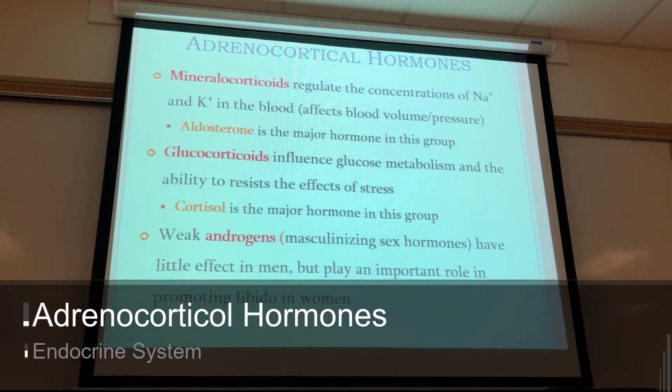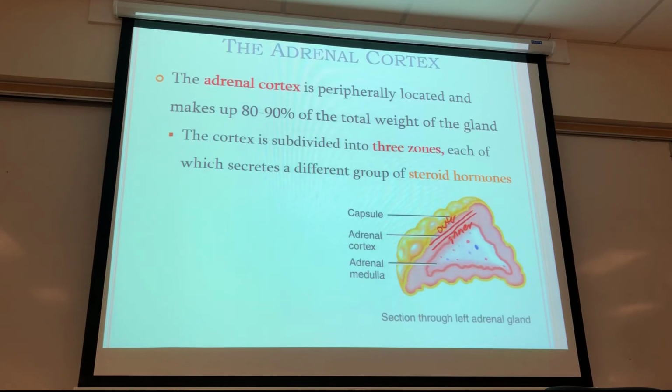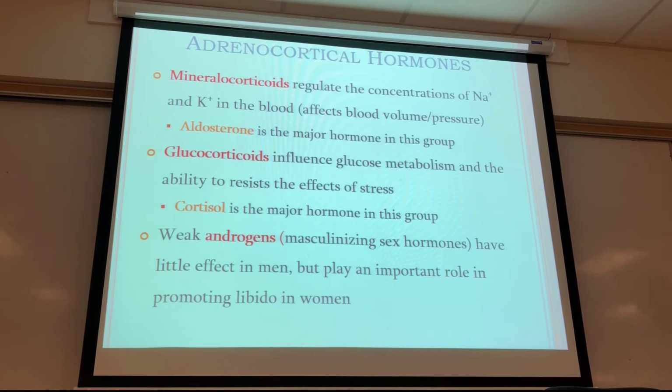The mineralocorticoids are the ones that are produced on the outside. So outer will be mineral, the middle, and then the inner. Middle being our glucocorticoids, and then our inner are going to be androgens. And these are going to be our masculine-like type hormones. So these three fundamentally different zones are going to create these three types of hormones.